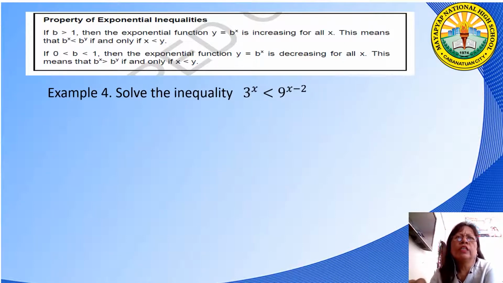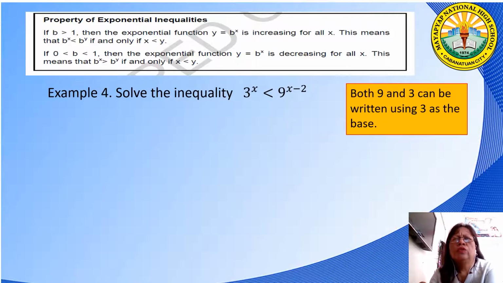Example, solve the exponential inequality 3 raised to x less than 9 raised to x minus 2. So both 9 and 3 can be written using 3 as the base. So we have 3 raised to x less than 3 to the second power multiplied by x minus 2. So 3 to the second power is a factor of 9 to make their bases the same. So applying the one-to-one property of exponential function, if the bases are the same, you may equate that their exponents are the same also, or equal.